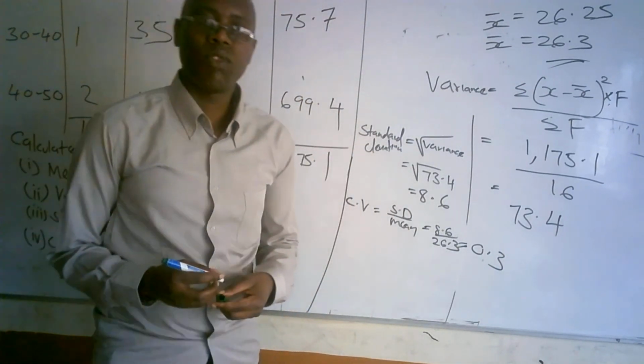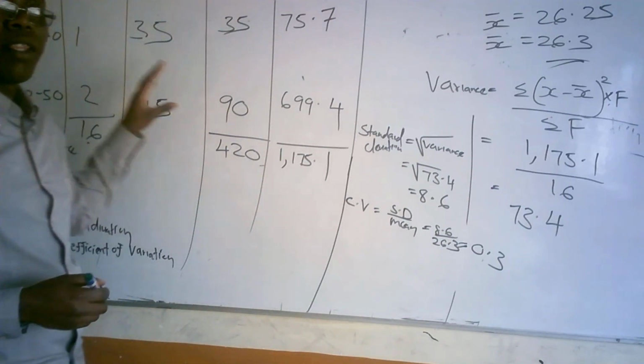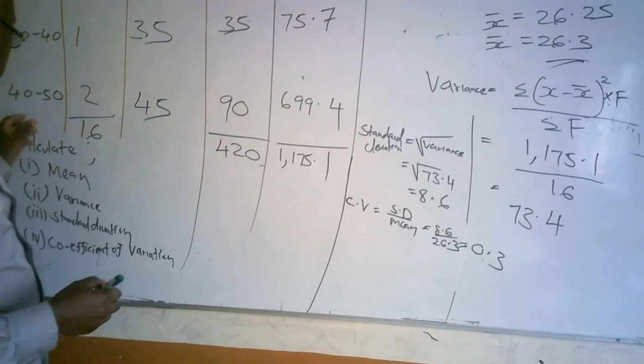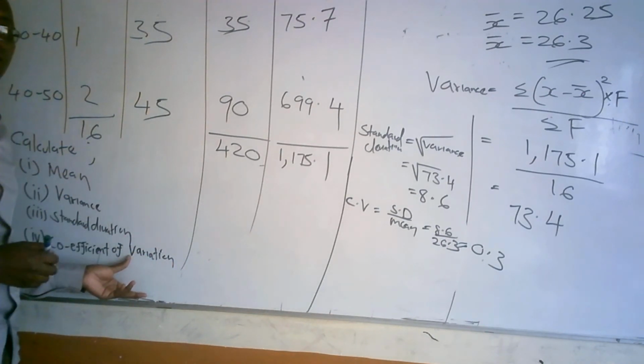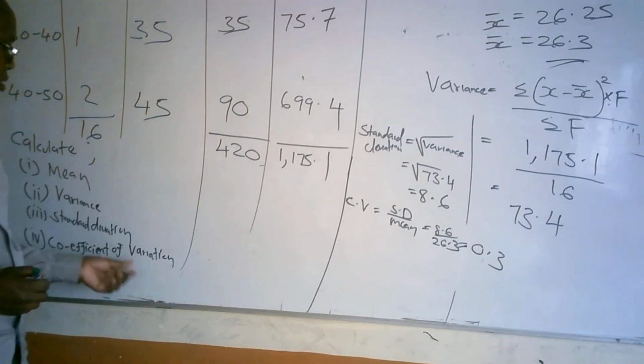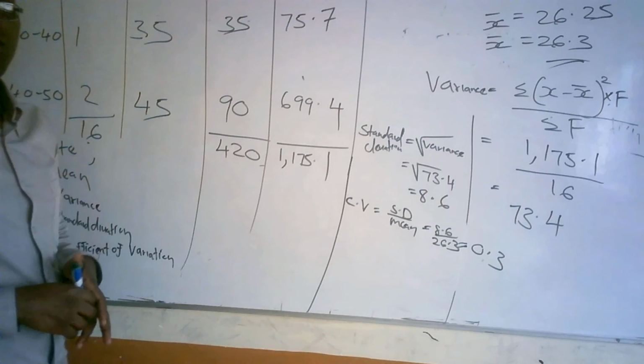So that's how you do those particular calculations in terms of getting the mean, the variance, the standard deviation, and the coefficient of variation. In this particular question, you must be careful, because if you get the mean wrong, it means that everything you are going to get will be wrong.